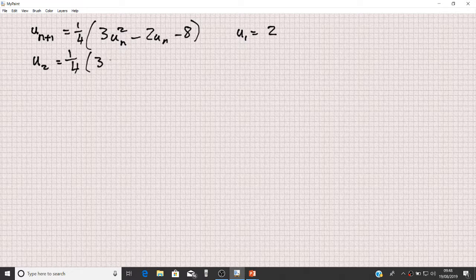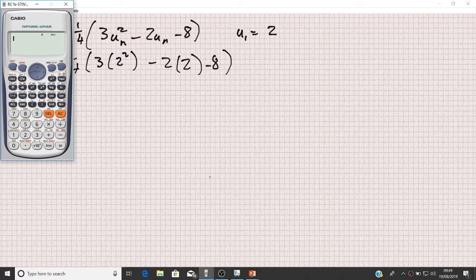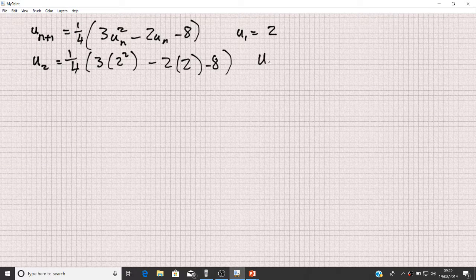So we're going to have 1 over 4, 3 times 2 squared minus 2 times 2 minus 8. And we go ahead and calculate that. Now I'm going to set this up on the calculator in such a way that will enable us to easily calculate subsequent terms. So I'm just going to put in 1 over 4, open brackets, 3 times, and I'm going to put my value of U1, which is 2, in brackets, minus 2 times 2. So I'm setting up the whole equation here as we're given it, and close brackets. And U2, which is what we've got on the screen here, U2 equals 0. So I'm going to write that clearly here, U2 equals 0.